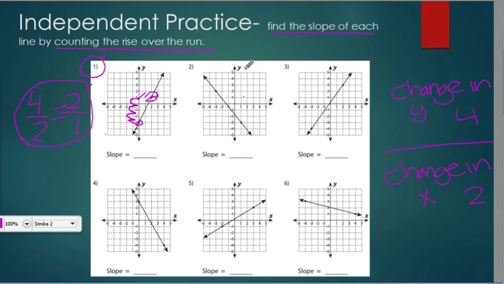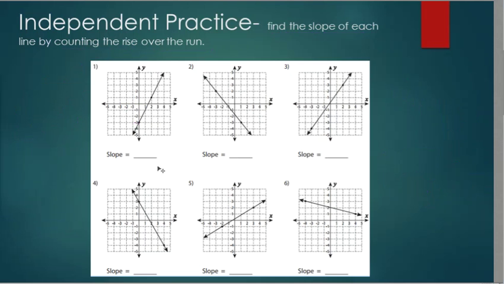Let's do one that has a negative slope together. Let's do number 4. Okay, on number 4, you can see that there are 2 points that already have been chosen for you. 0, 3, and 4, negative 4. And this line is slanting down and to the right, so we know it's going to have a negative slope.